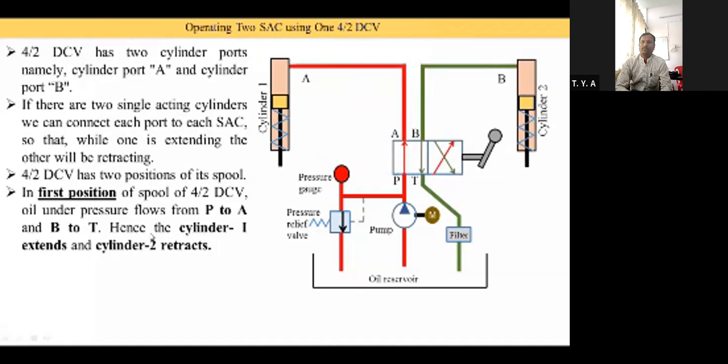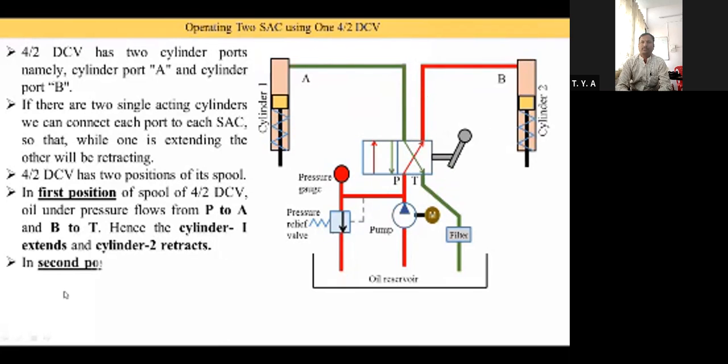Now here you see the directional control valve position is changed. It comes into this cross connection, which means the P port is connected with B and the A port is connected with T. As well, you see the color of this line is changed. Earlier you see here the red connection, here the green connection. Now the pressurized oil coming from the P port enters the B port, and pressurized oil is supplied to B.